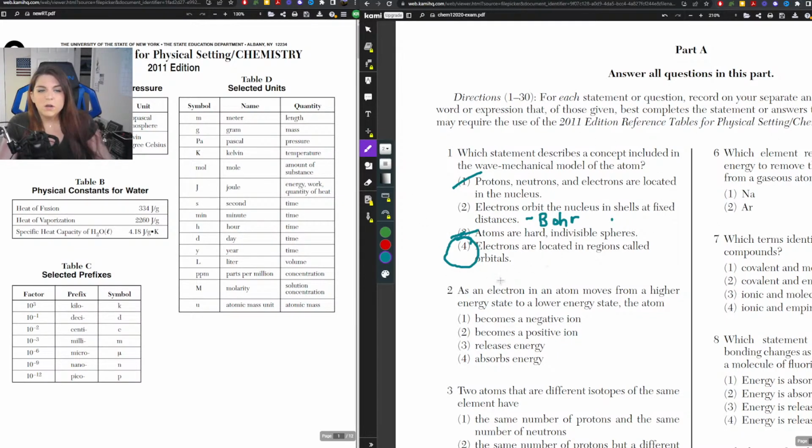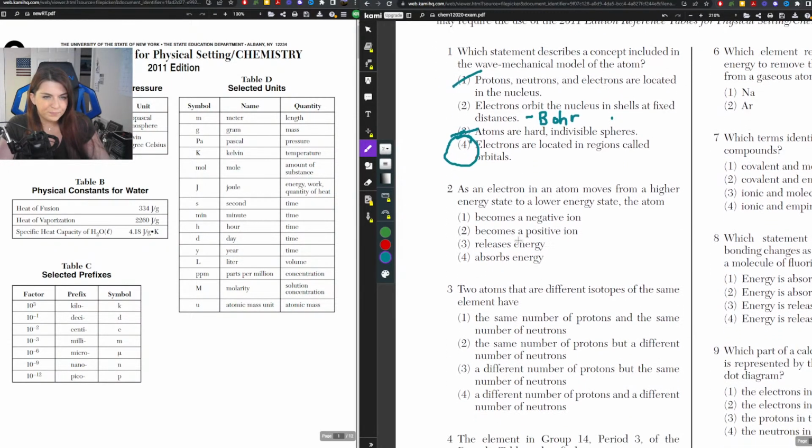I don't love this. Orbits to me is Bohr, and clouds to me is wave mechanical, but it's the regions versus the fixed distance that is going to decide this question. Already coming in hot, 2020.